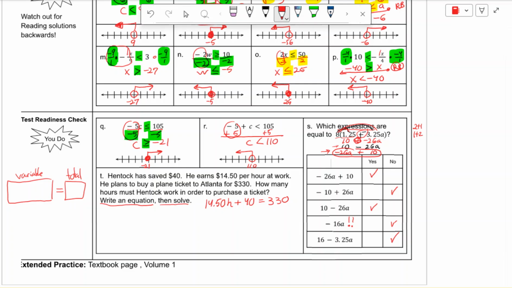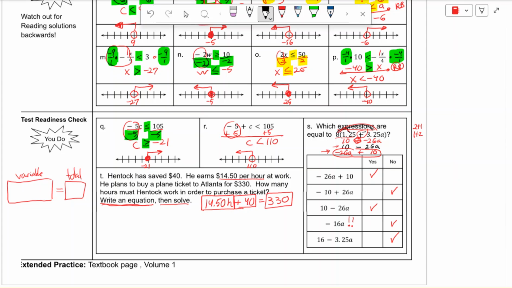Okay, final problem. You're supposed to write an equation first. So Hintok is working $14.50 per hour. So I wrote this right here, $14.50 times how many hours? That's what we want to know. That's why the h is the variable. That's what we're looking for. Plus, he already had $40, and all of this side on the left side is supposed to equal this side. That's what he wants. He needs to know how much he needs to earn.